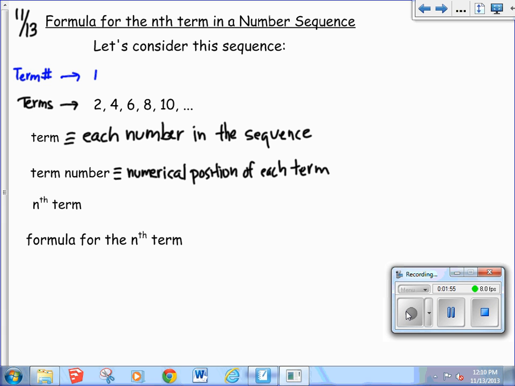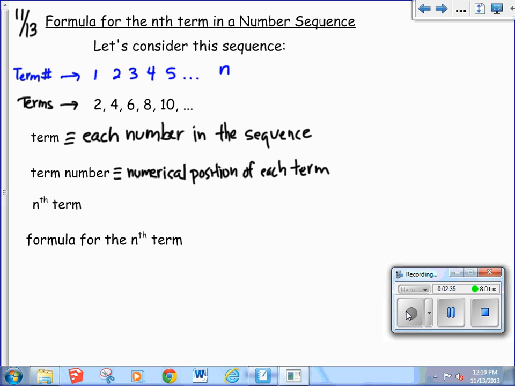This is term 1. It's in the first position in the sequence. This is term 2. It's in the second position in the sequence. The 6 is term 3, the 8 is term 4, the 10 is term 5, and we could keep going out to some term n out in the distance. So the term number just refers to the position that that particular term holds in the whole sequence. The fifth term is 10. 1, 2, 3, 4, 5, it's the fifth term. It's the term number. All right.